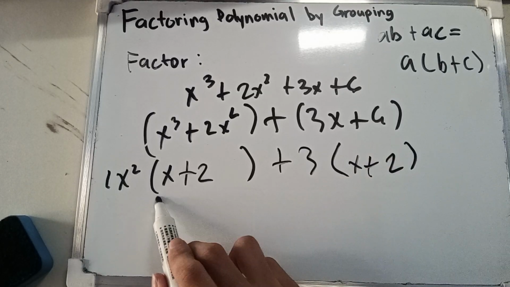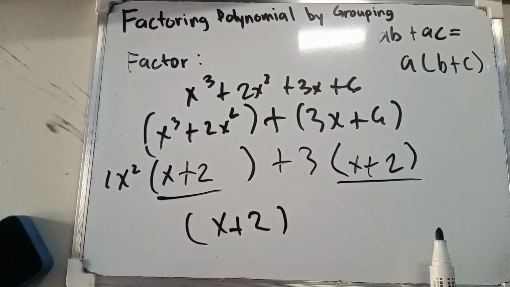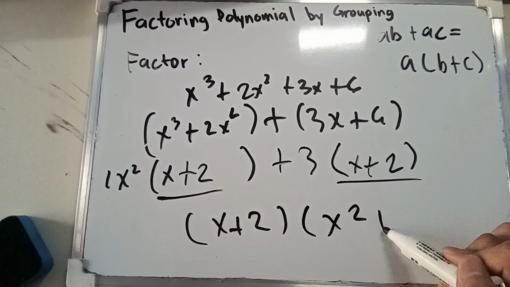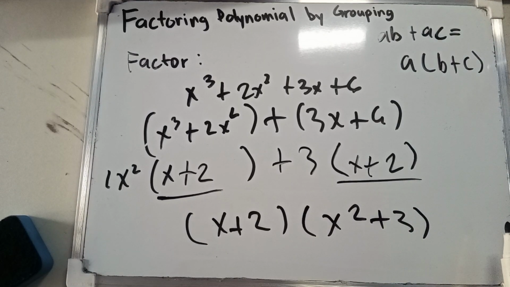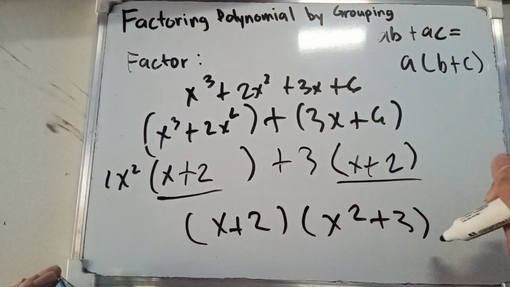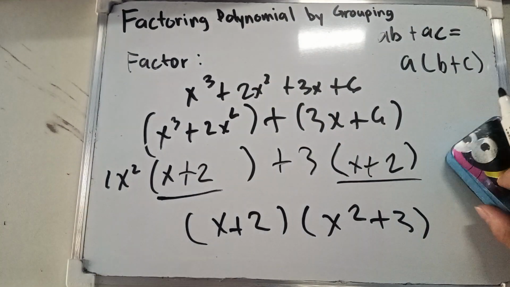Okay, these two are similar, so we put it in the first parentheses, and x squared plus 3 in the second parentheses. So these are the factors of x cubed plus 2x squared plus 3x plus 6.